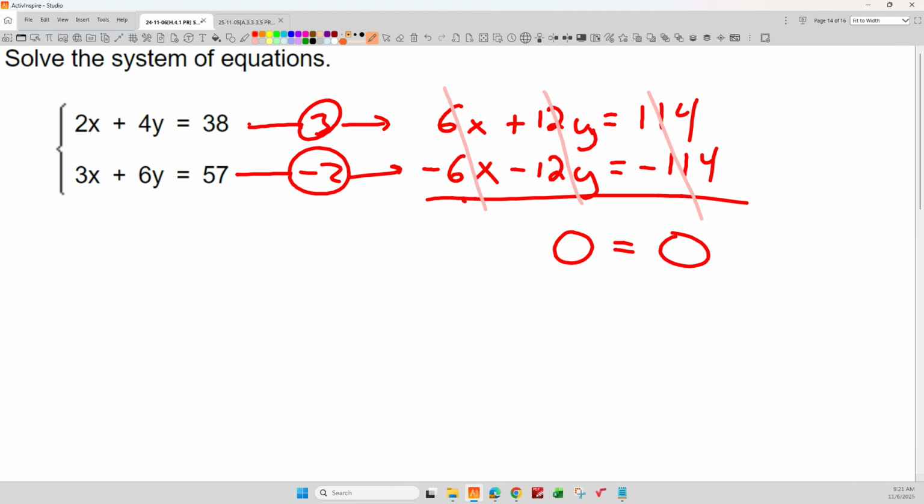Okay, what do you think's going on here? How did we always interpret that in the past? The math gods are telling us something important. If the variables drop away and we get a true equation, what did that always mean? It means there are an infinite number of solutions. What's the only way that could happen here? If the lines are the same line. There we go. So this is the same line.